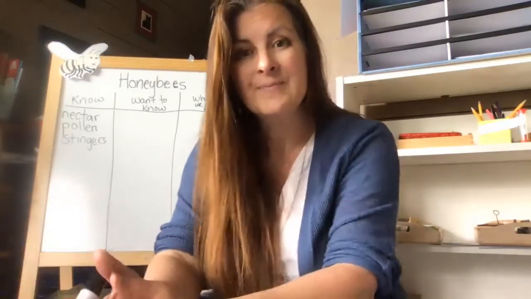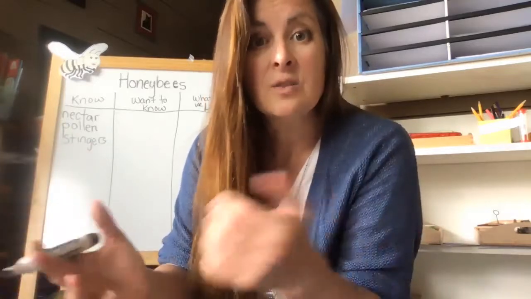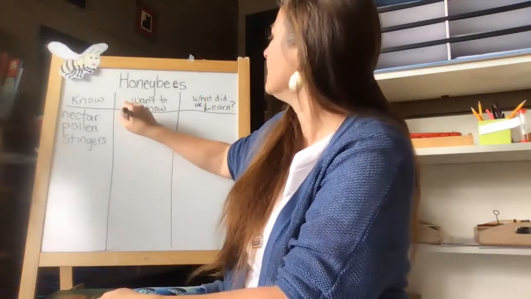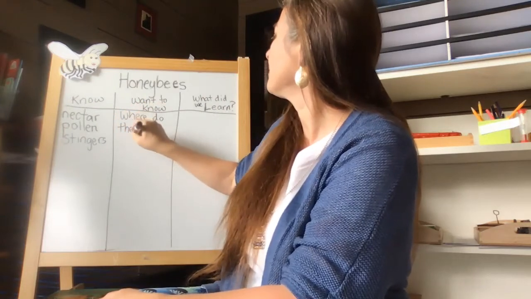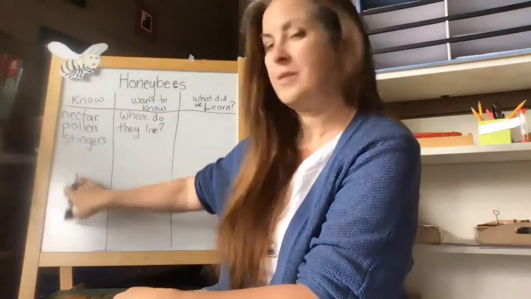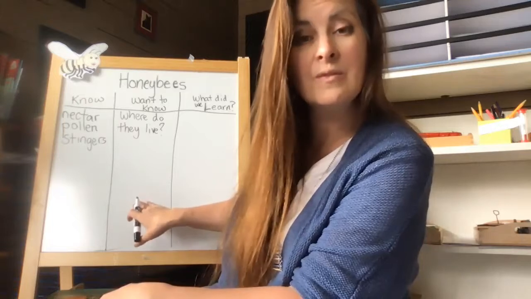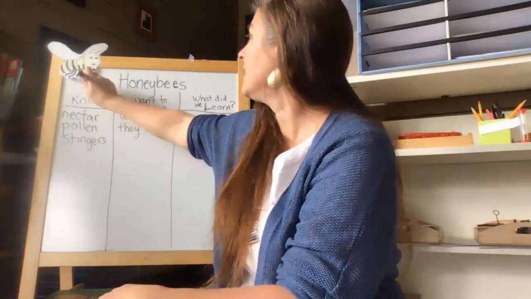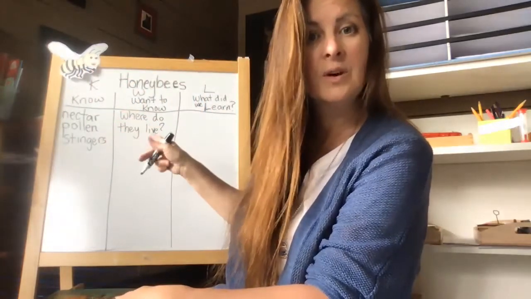Then I'll throw out, does anybody have any questions, like, is there anything that you want to know? And so maybe somebody might say, where do they live? Where do honeybees live? So here will be questions. Here's what they know. Here's what they want to know. At the end of the week, we will come back, we will revisit this, and we will say, boys and girls, what have we learned? So this is what we call a KWL chart. Know, want to know, learned.